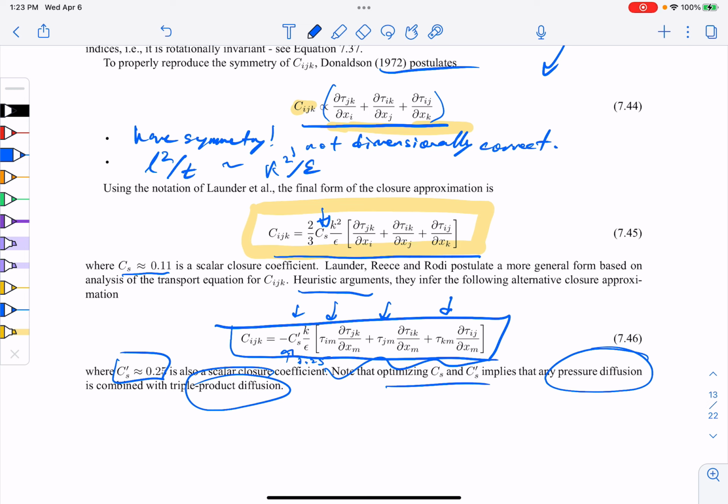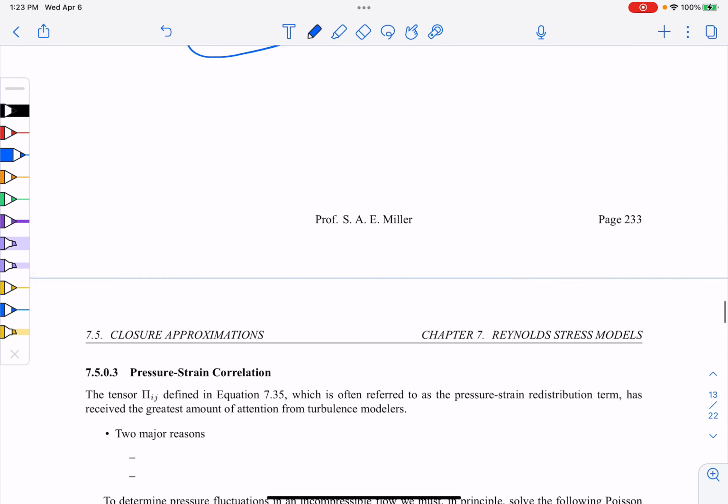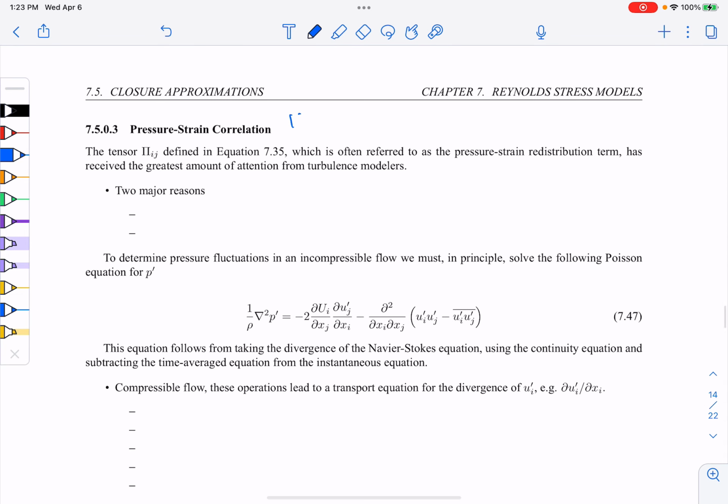So that was the moderate difficulty closure, and if you've been keeping track, we still need to close the pressure-strain correlation, which is the third term. That's the pi ij term of the specific Reynolds-stress transport equation. So pi ij we've already defined in the previous lecture and early lectures on the formulations of the equations, and this is often referred to as the pressure-strain redistribution term. And it's received a lot of attention because it's the most difficult to model.